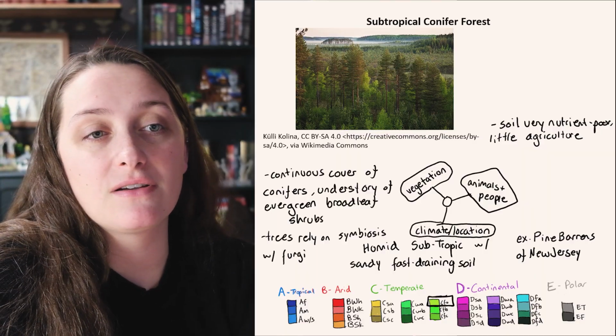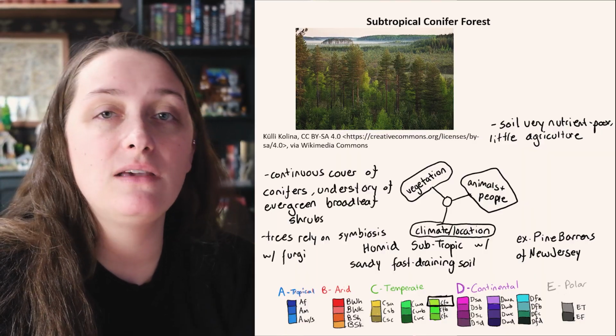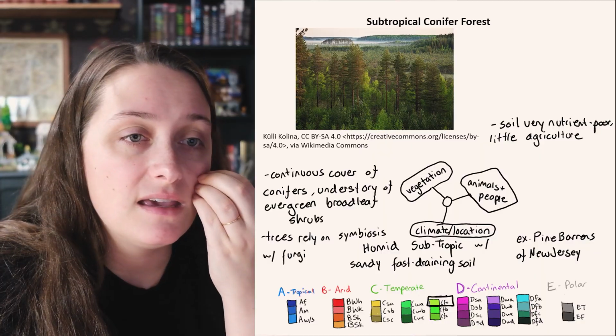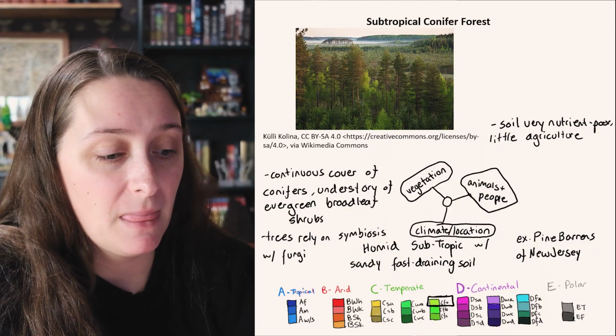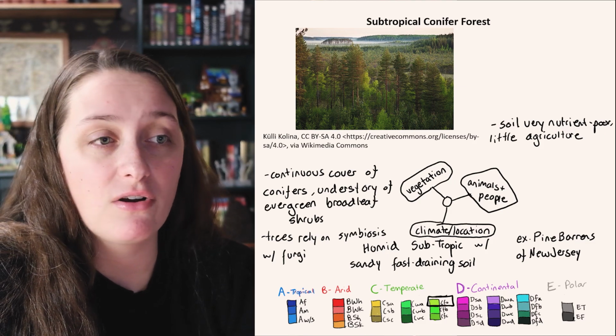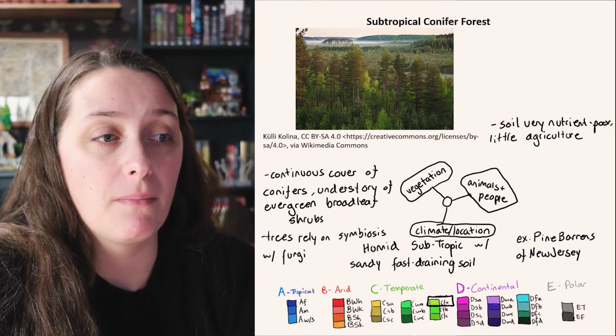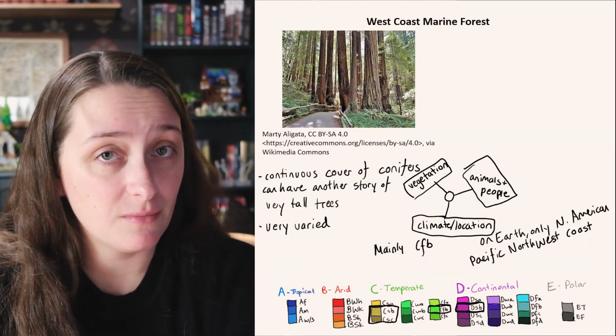Some examples of this are the Pine Barrens of New Jersey, the piney woods of the American South, the Araucaria forest of southern Brazil. So again, there's going to be very little agriculture here because it is also pretty nutrient poor. Next, we have the West Coast Marine Forest.